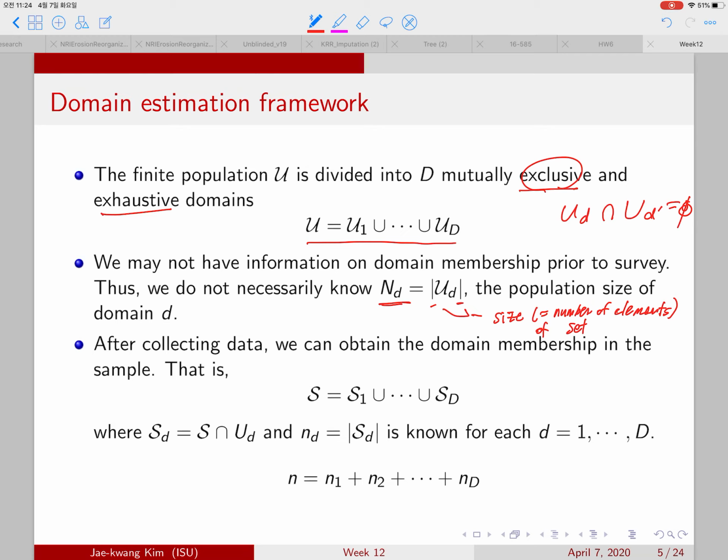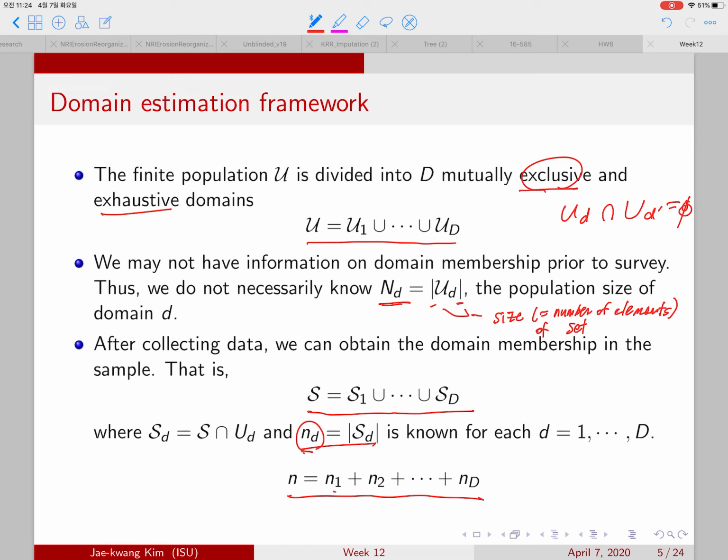And after collecting data, we can obtain domain membership in the sample. So that means we can identify which element belongs to which domain. Then the sample size for that domain is also available, so we can write it as this.